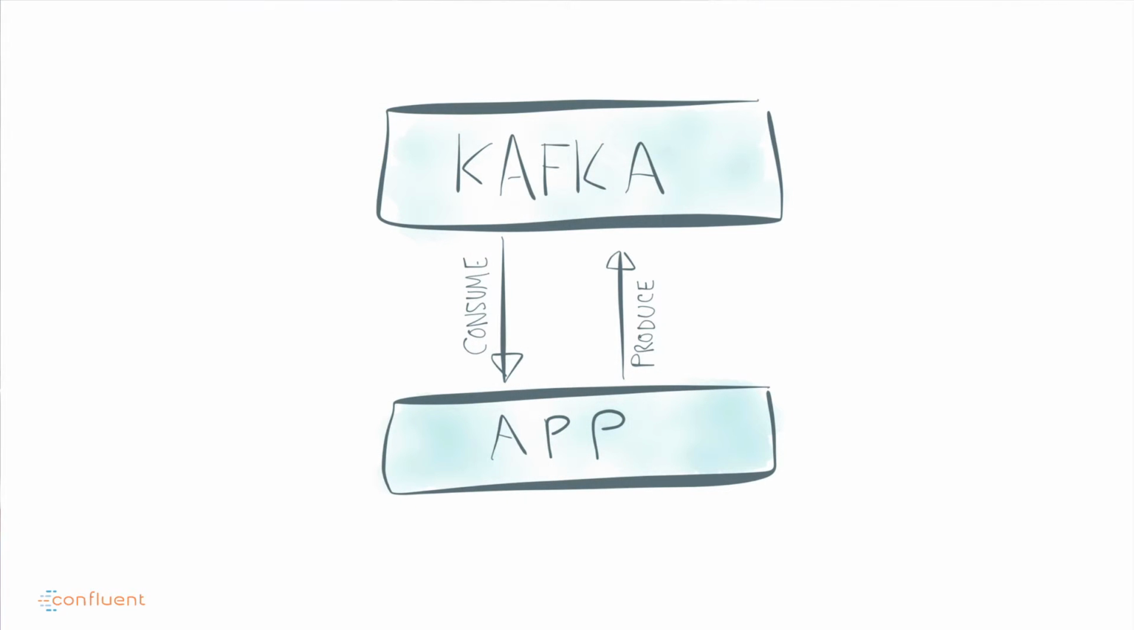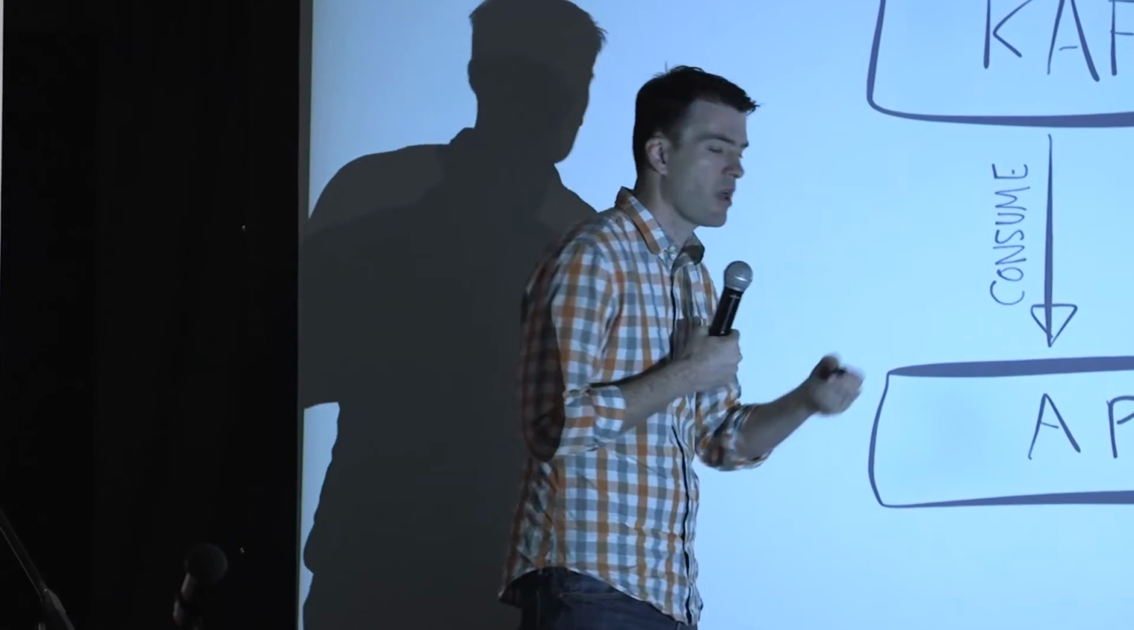There are a couple of ways you can implement something like this. There are a couple of ways you can build stream processing. One is to just build an application and use the Kafka APIs, right? You could consume a stream of data and produce back maybe some derived stream.